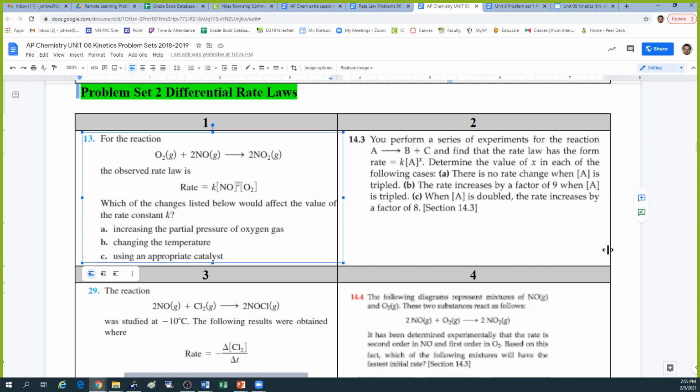Which of the changes would affect the value of the rate constant? Increasing the pressure of one of the components will not, because it's a rate constant and the amounts don't affect it. Changing the temperature, however, does affect it. We haven't specified how yet, but it does cause a change in K.